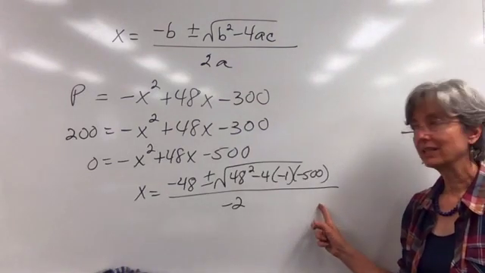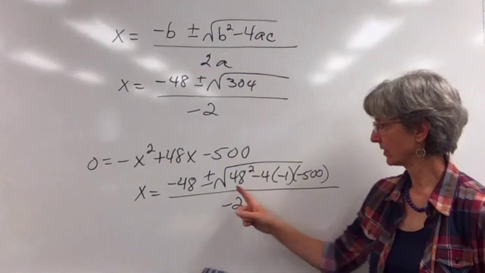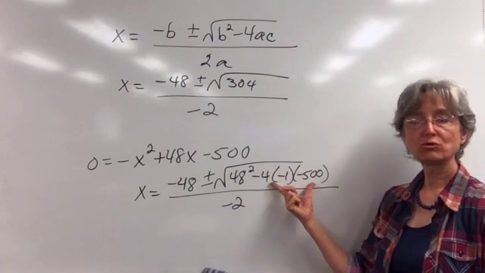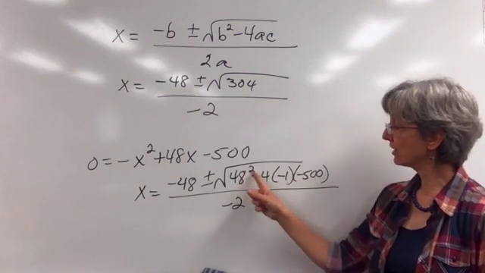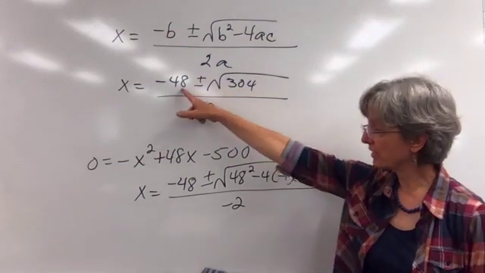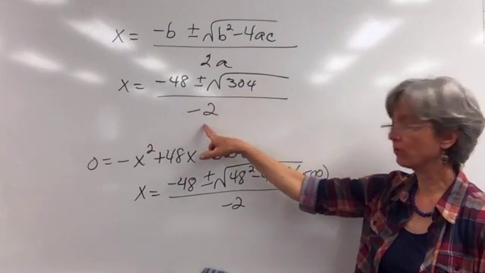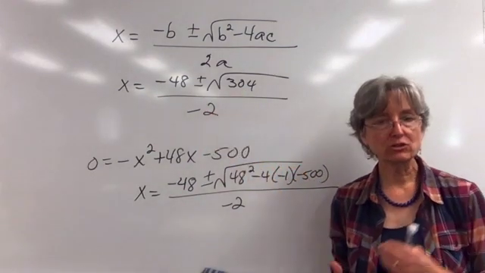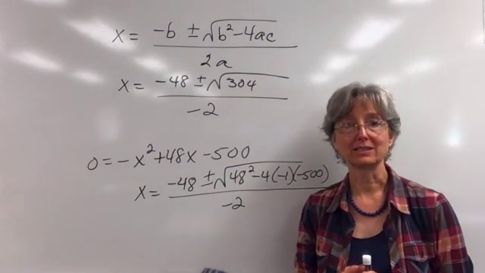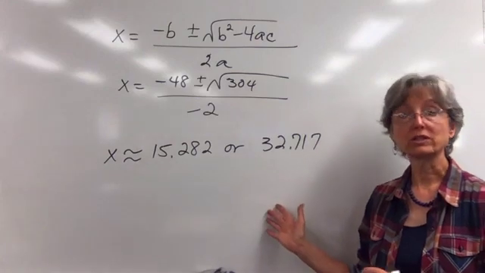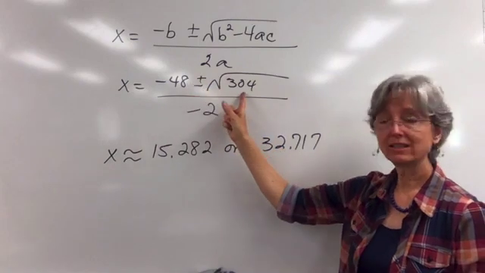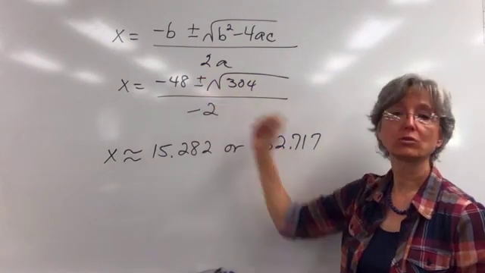Here's all the numbers that I plugged in. Now I'm going to simplify it. So this became 48 squared minus, and 4 times 500 is 2,000. This is a negative 2,000. So 48 squared minus 2,000 is how we got 304. And now negative 48 plus or minus the square root of 304 over negative 2. Enter those into your calculator one at a time. What two numbers do you get? And here's our two solutions. We have two solutions because of the positive and the negative. One solution when we added the square root of 304 and the other solution when we subtracted.